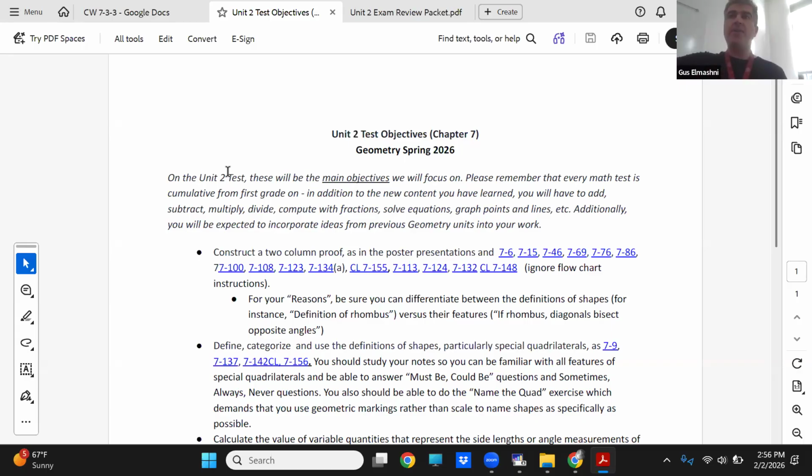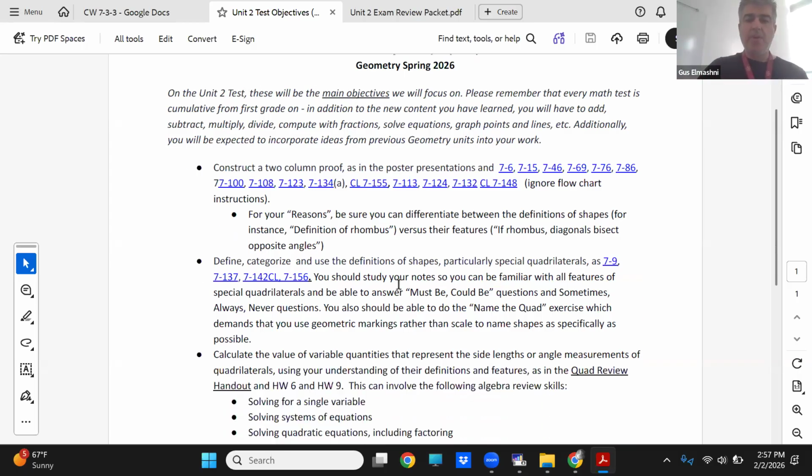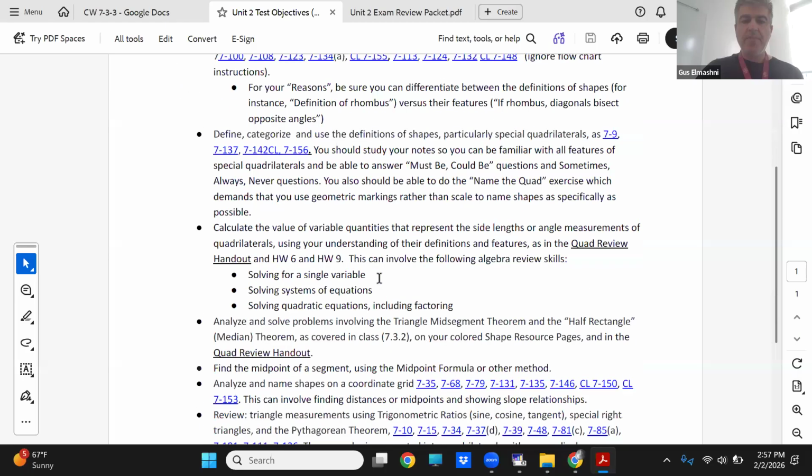By the way, the proofs that you guys did in the poster presentations, the other proofs that you didn't do, or you did, but other people presented on, those are in the unit review. So you have a chance to practice that. You definitely want to practice proofs, in the unit review as well as in the electronic textbook. Classifying shapes: must be, could be, naming it, always, sometimes, never. So there's some practice there.